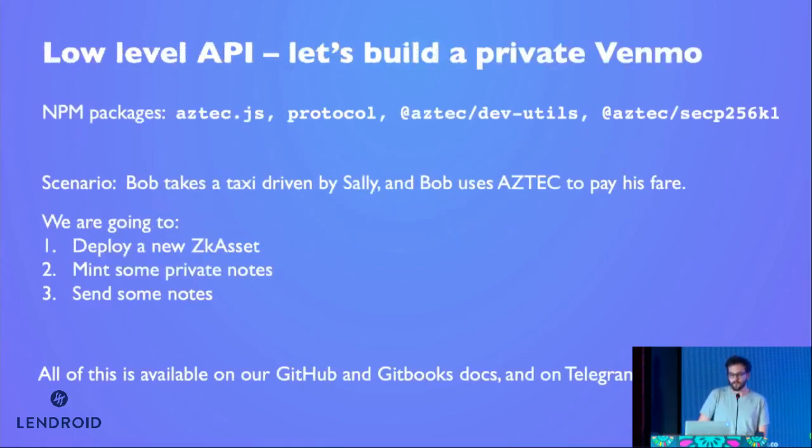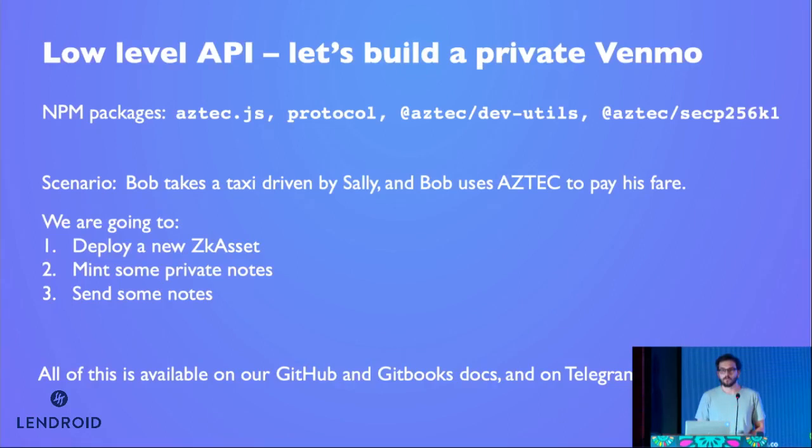I want to take you through a quick piece of code on the LowLevel API. We're going to be building a facsimile of a private Venmo in about 100 lines of code. To do that, we're going to deploy ZK Asset, the asset standard that I talked about briefly before, which looks very similar from an interface perspective to an ERC20.